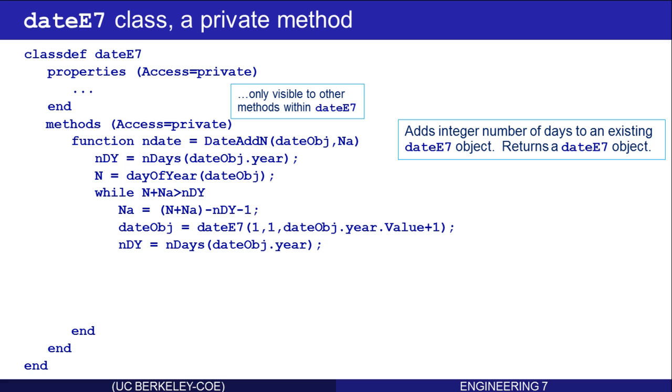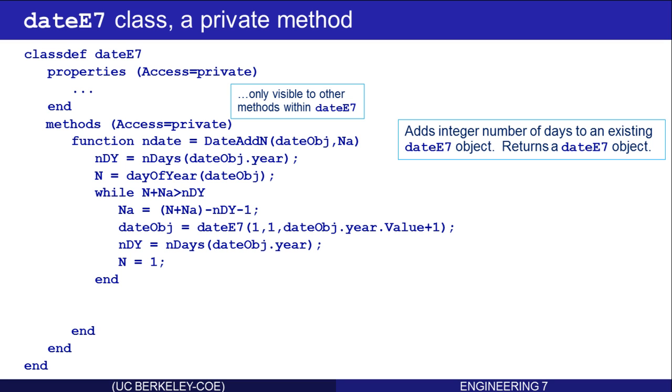The number of days in the year associated with dateObj is computed, and the day of year associated with dateObj is computed. In this case, we already know that dateObj is January 1st, so rather than compute n, we can just set n equal to 1. And the process repeats.